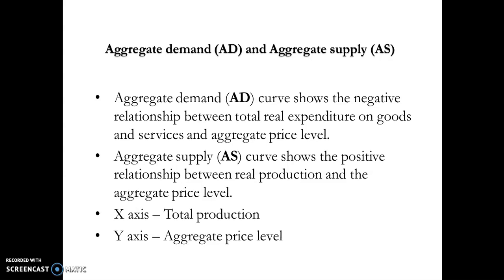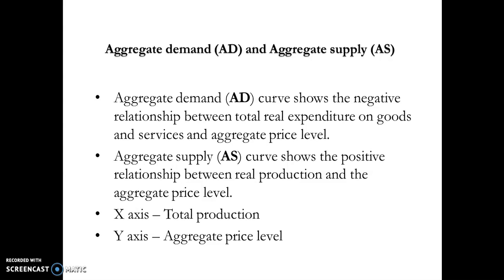Now, the aggregate demand curve shows the inverse or negative relationship between the total real expenditure on goods and services and the aggregate price level. Now, we know that the curve would be downward sloping because of this negative relationship. The aggregate supply curve, on the other hand, shows a positive relationship between real production and the aggregate price level, and therefore it is upward sloping.